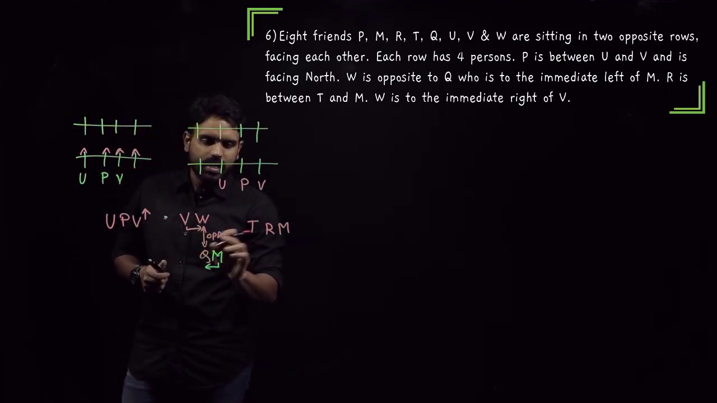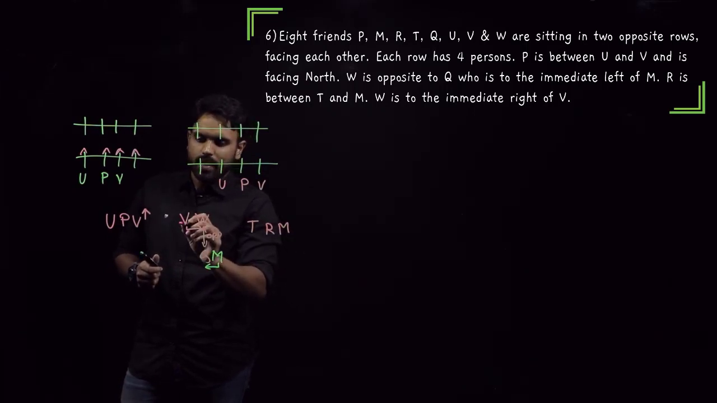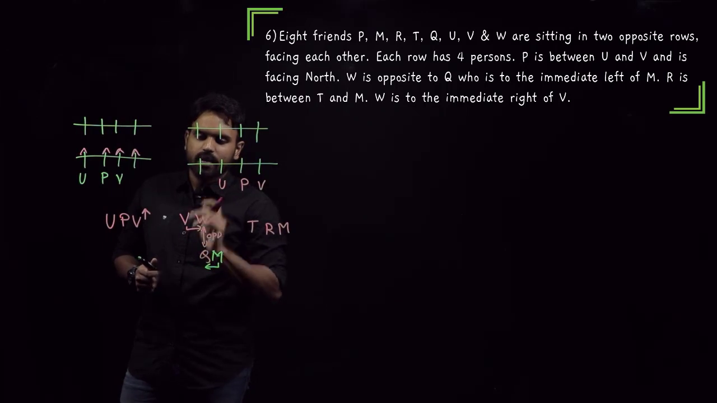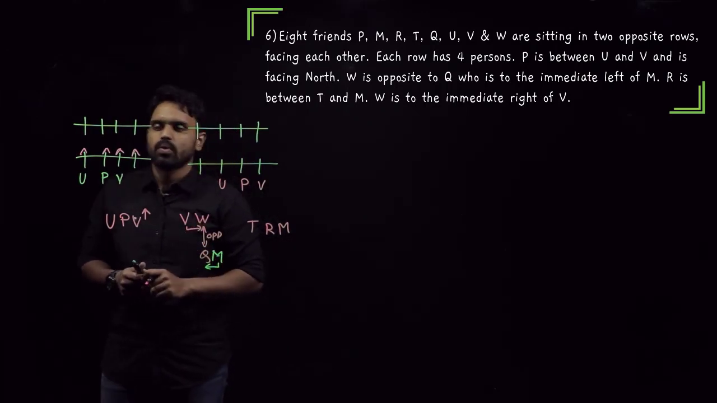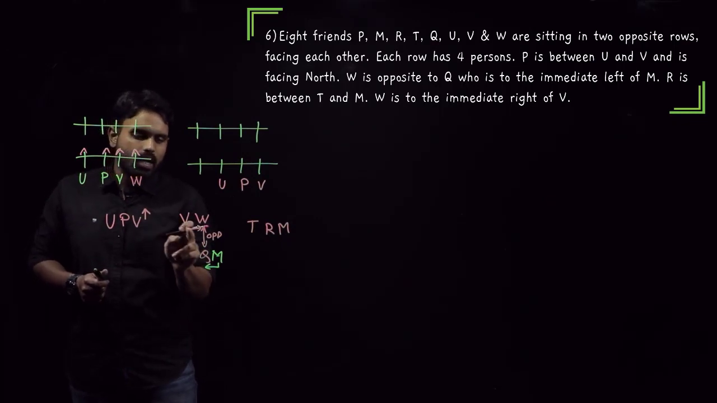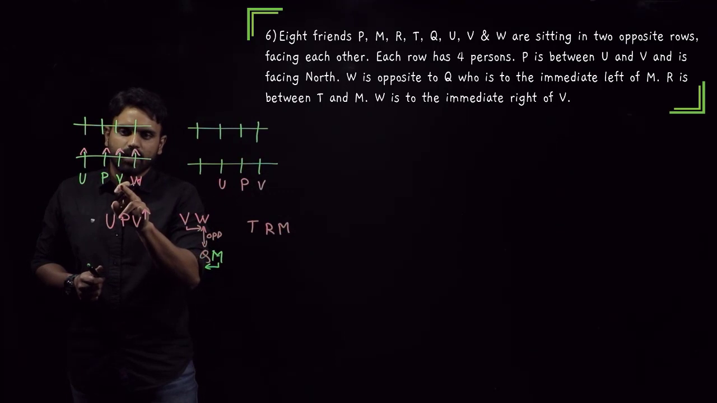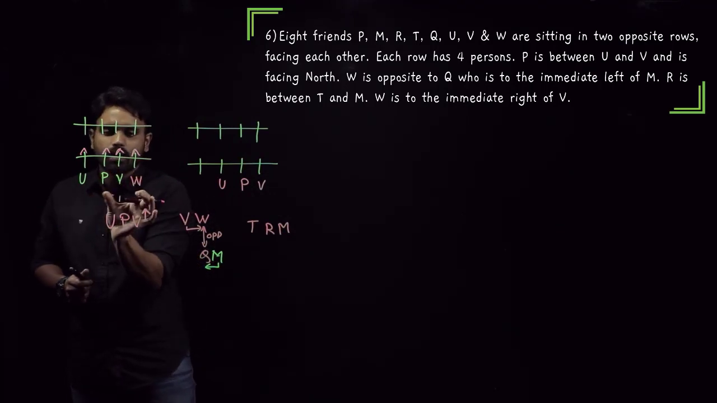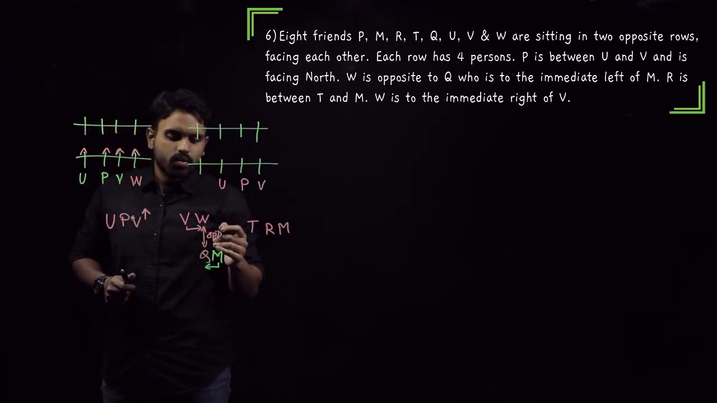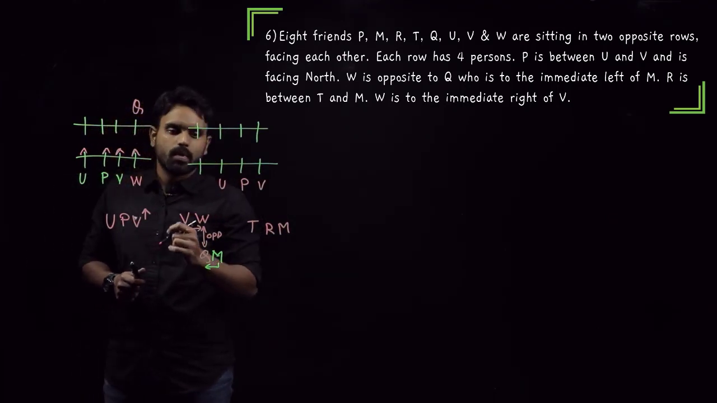So, the next condition says TRM. Next condition says immediate to the right of V, we have W. So, who will be here? W will be here. Immediate to the right of V, there is W and I have replaced here. So, bottom row is almost done. So, opposite to W will be who? Q. Opposite to W will be Q.